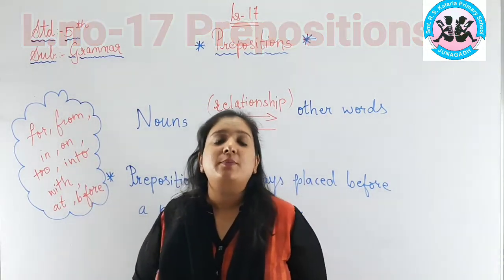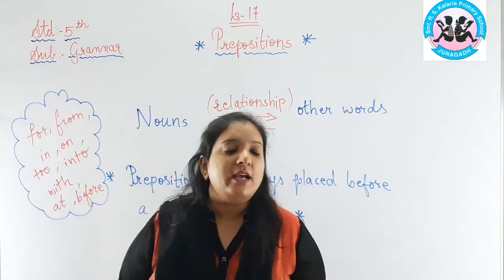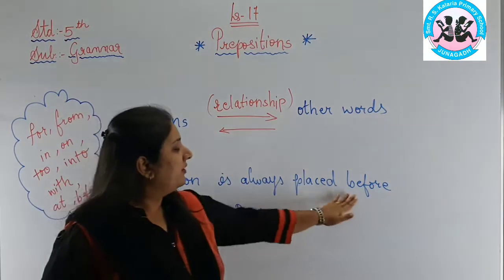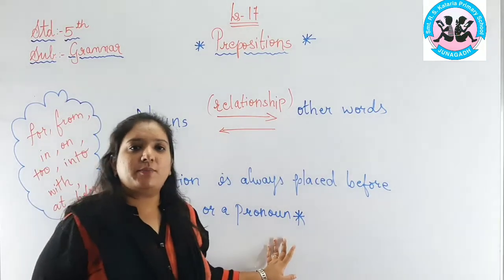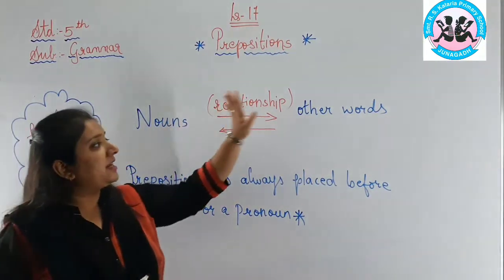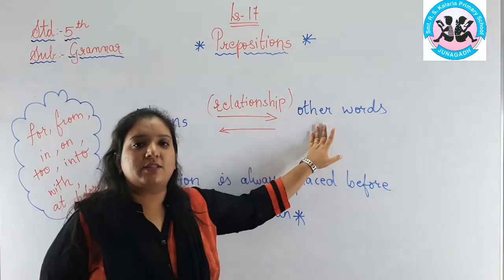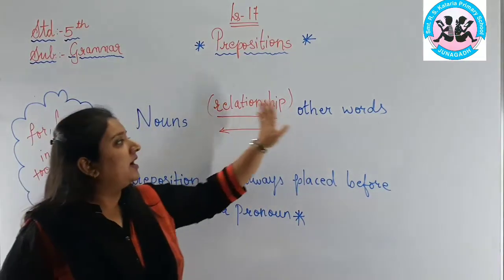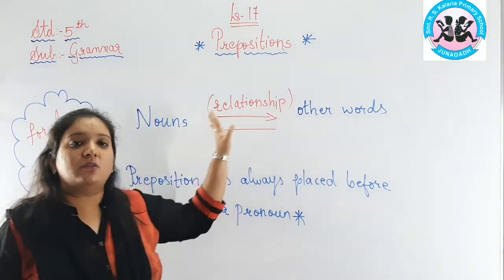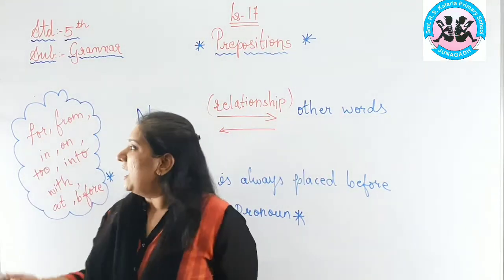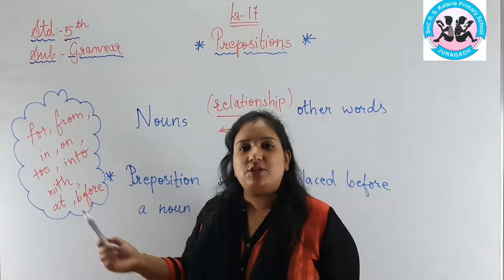Now, where is a preposition placed in a sentence? It is always placed before a noun or a pronoun. But what does a preposition do? A preposition connects a noun with the other parts of the sentence. It always connects the noun with the other parts of the sentence with the help of prepositions.